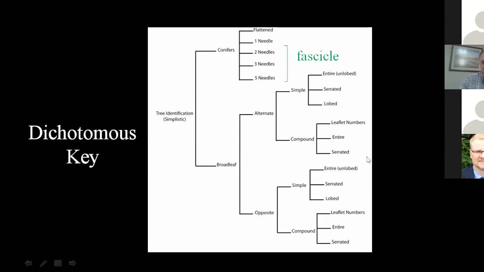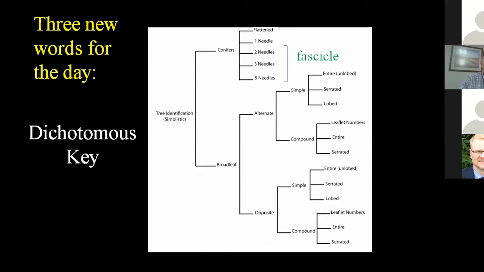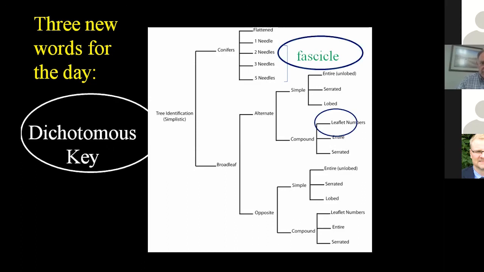And the other word that I wanted to leave you with, I want to go back here, I think right here, 3 new words for the day. And I'll circle them: fascicle, dichotomous key, and leaflet. Now, your assignment between now and when you go to bed tonight, whoever is at the meal table with you this evening, I want you to work these 3 words into the conversation. And that is dichotomous key, fascicle, and leaflet.